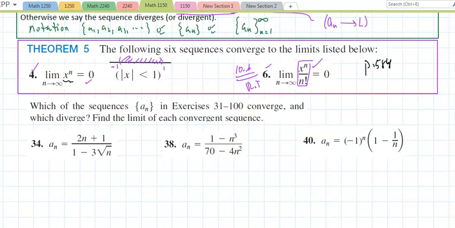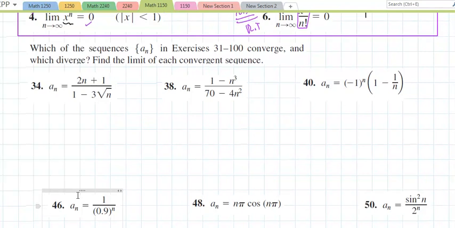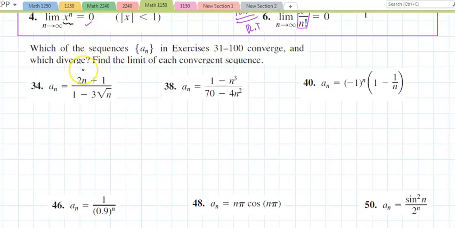So if I look at the next set of problems, it says which of the sequences converge, 31 through 100, and which diverge. Find the limit for those sequences that do converge. So if I start with the first number, I'm going to take number 34, the limit as n approaches infinity of 2n plus 1 over 1 minus 3 radical n.